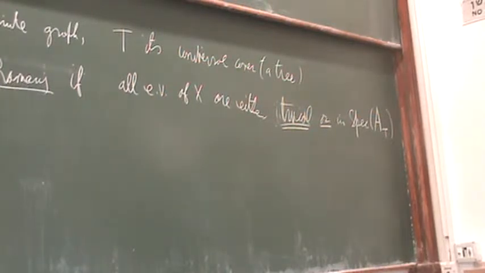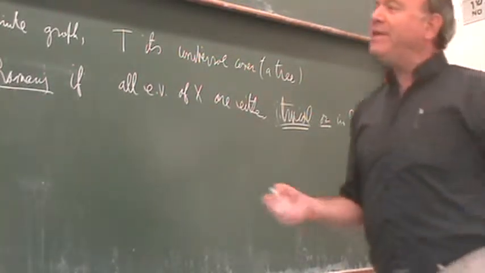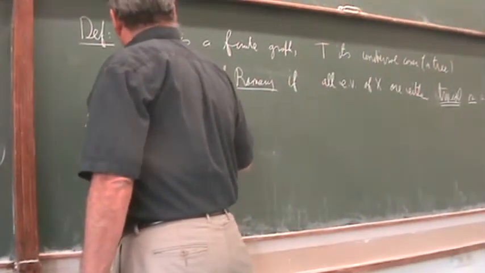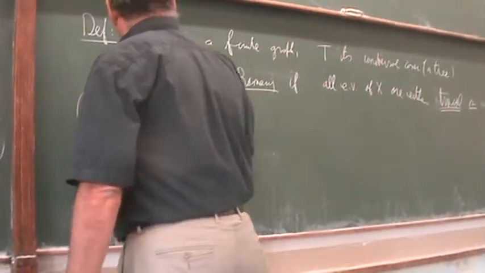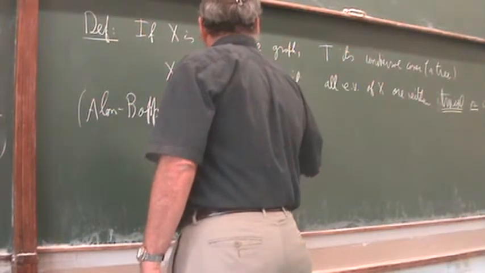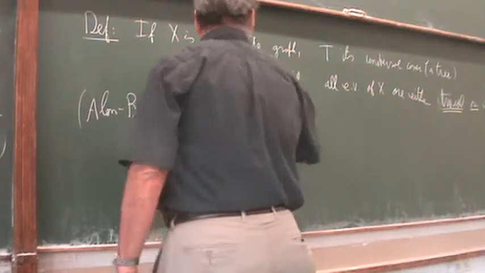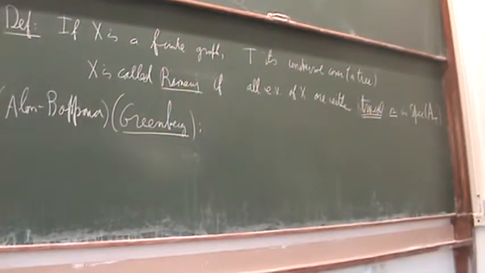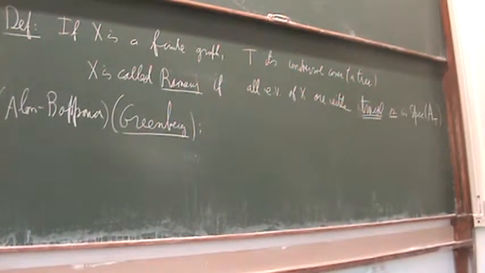This is the right definition. Why? Because there is an Alon-Boppana theorem. Well, this is actually a result of Yossi Greenberg. In this case, it's really a theorem of Greenberg. Unfortunately, it's never been, well, actually, in this case, it doesn't matter. It was published in his thesis here at the University 20 years ago in Hebrew, never appeared in the literature.